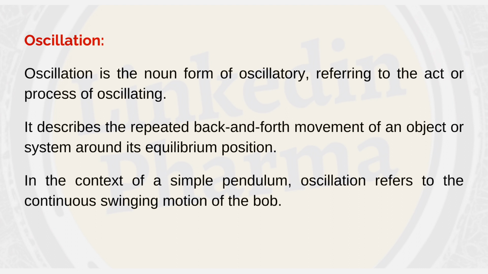Oscillation. Oscillation is the noun form of oscillatory, referring to the act or process of oscillating. It describes the repeated back and forth movement of an object or system around its equilibrium position. In the context of a simple pendulum, oscillation refers to the continuous swinging motion of the bob.